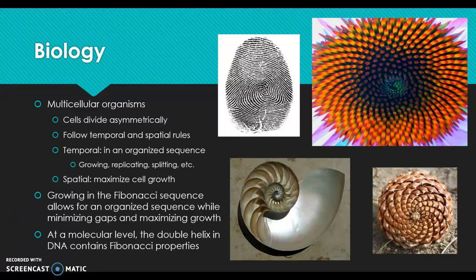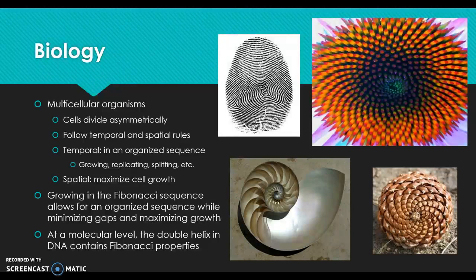Why it's important to me is because I find biology fascinating, and it is seen everywhere in biology. It's seen in how things grow. One of the main reasons for this is because multicellular organisms all grow in a similar fashion. Specifically, cells divide asymmetrically, and they also follow temporal and spatial rules. Temporal meaning they grow in an organized fashion: they grow, they replicate, they split. They also grow spatially. They want to maximize their cell growth.